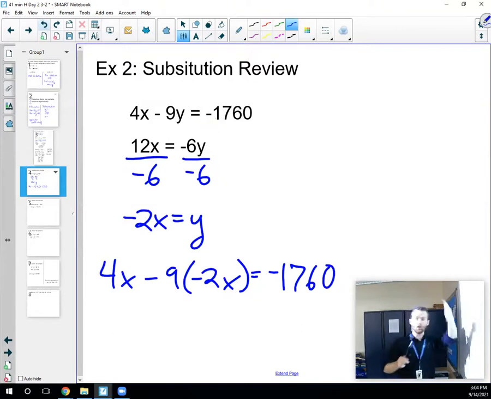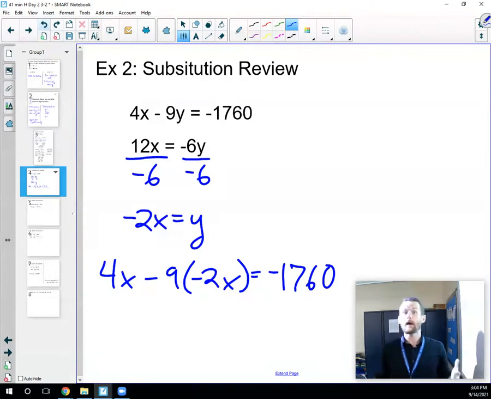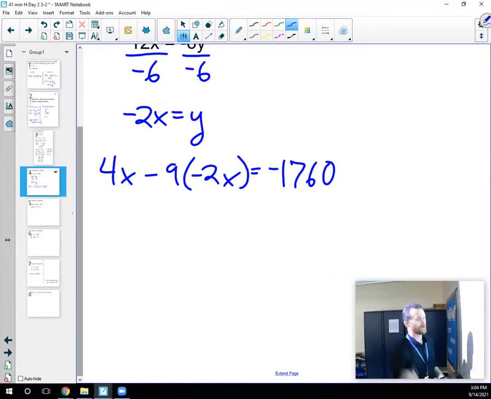If you wanted to get the first equation, either x by itself or y by itself, and then plug into the second equation, that would work too. It's just much easier in this case to solve the second equation and then plug back into the first. So you don't always have to go second into the first. Either direction is fine.